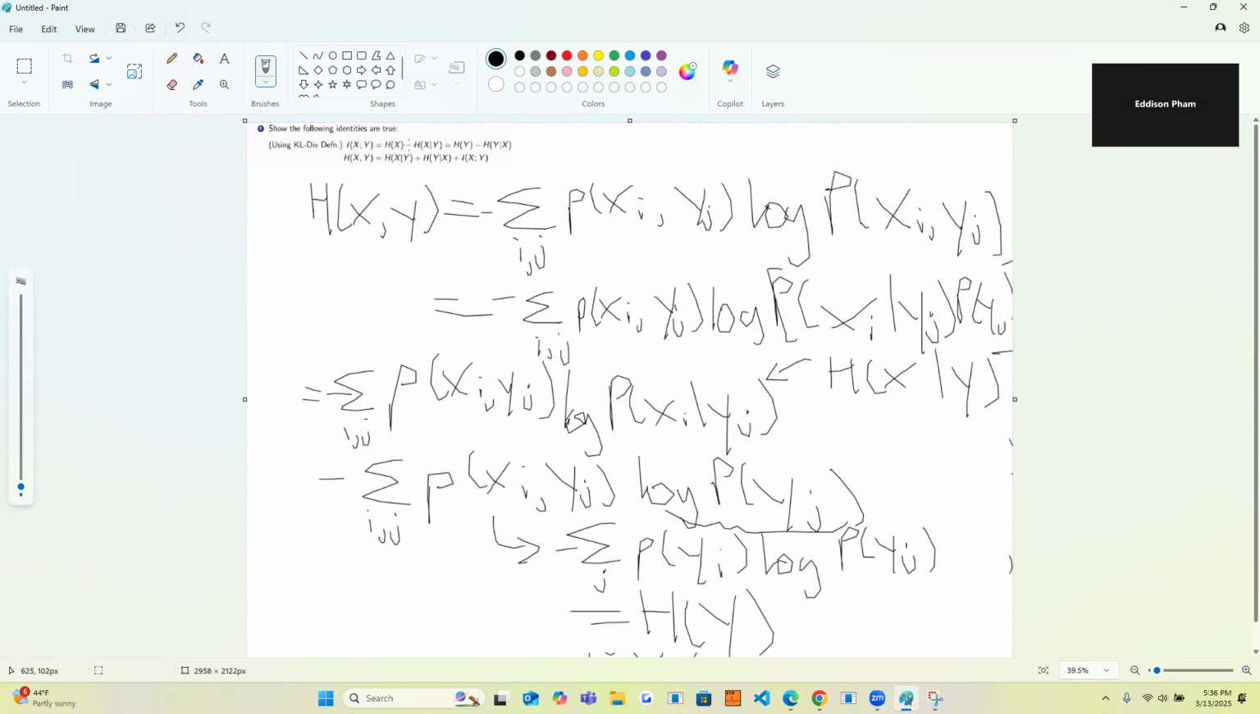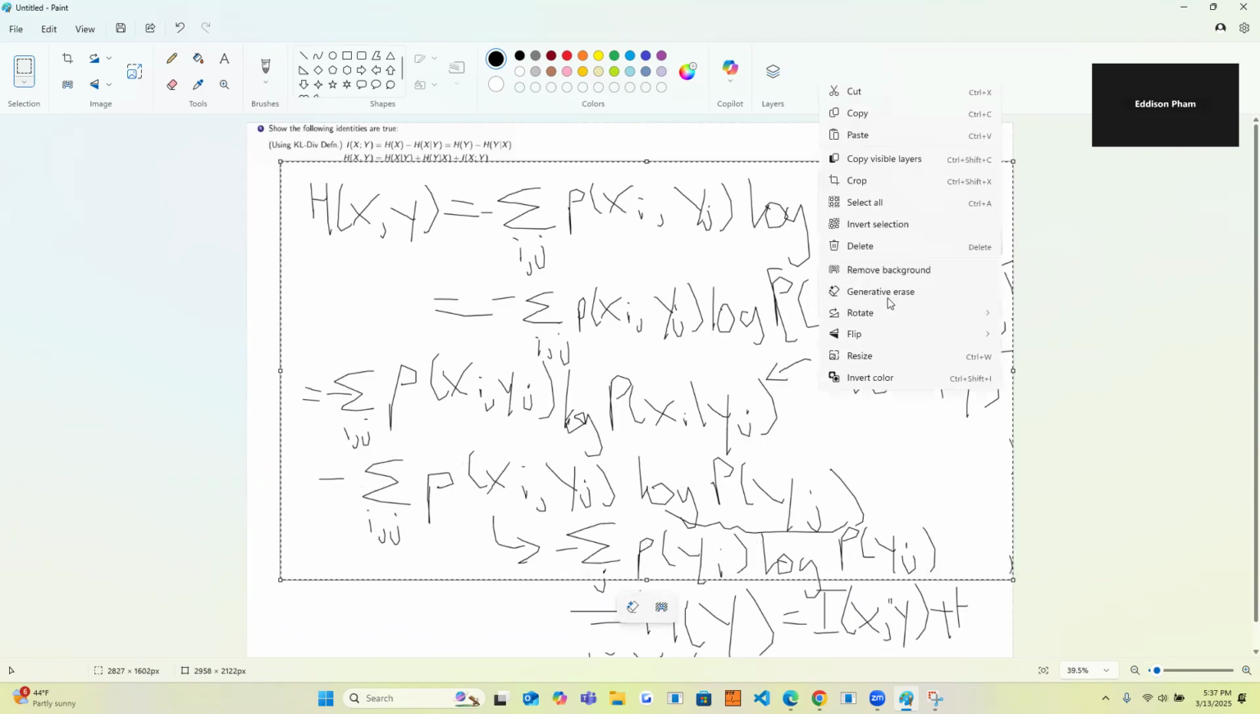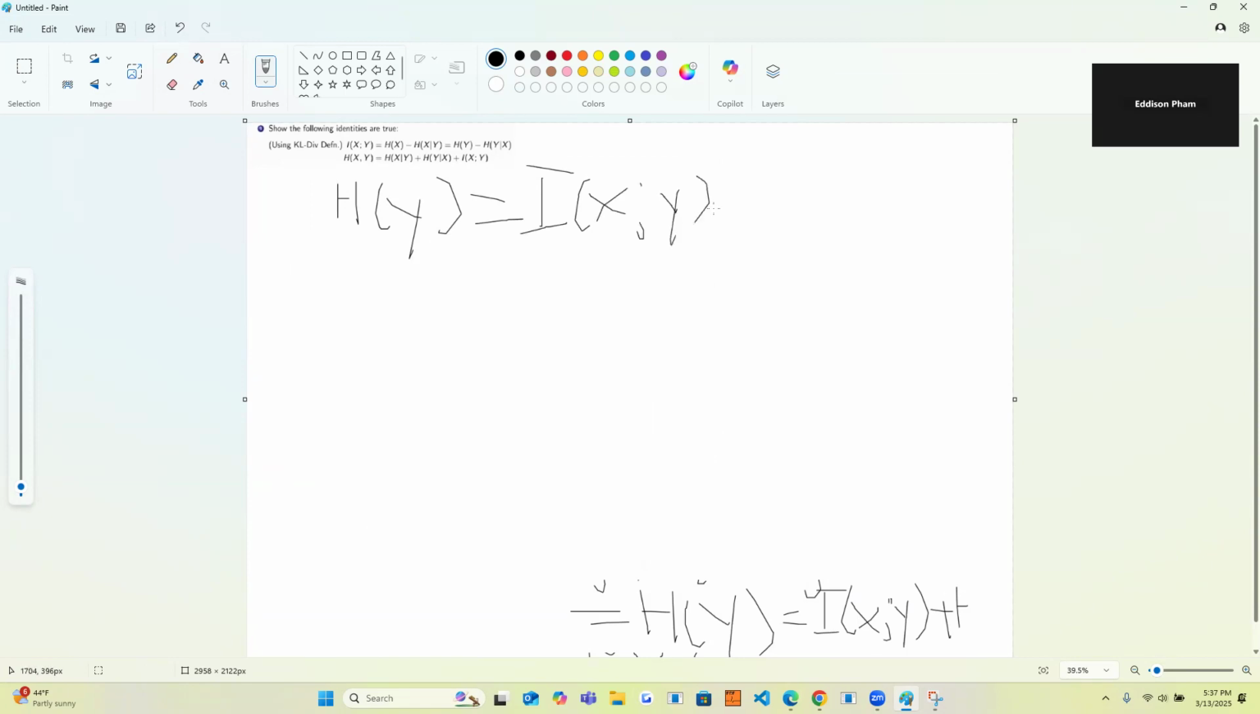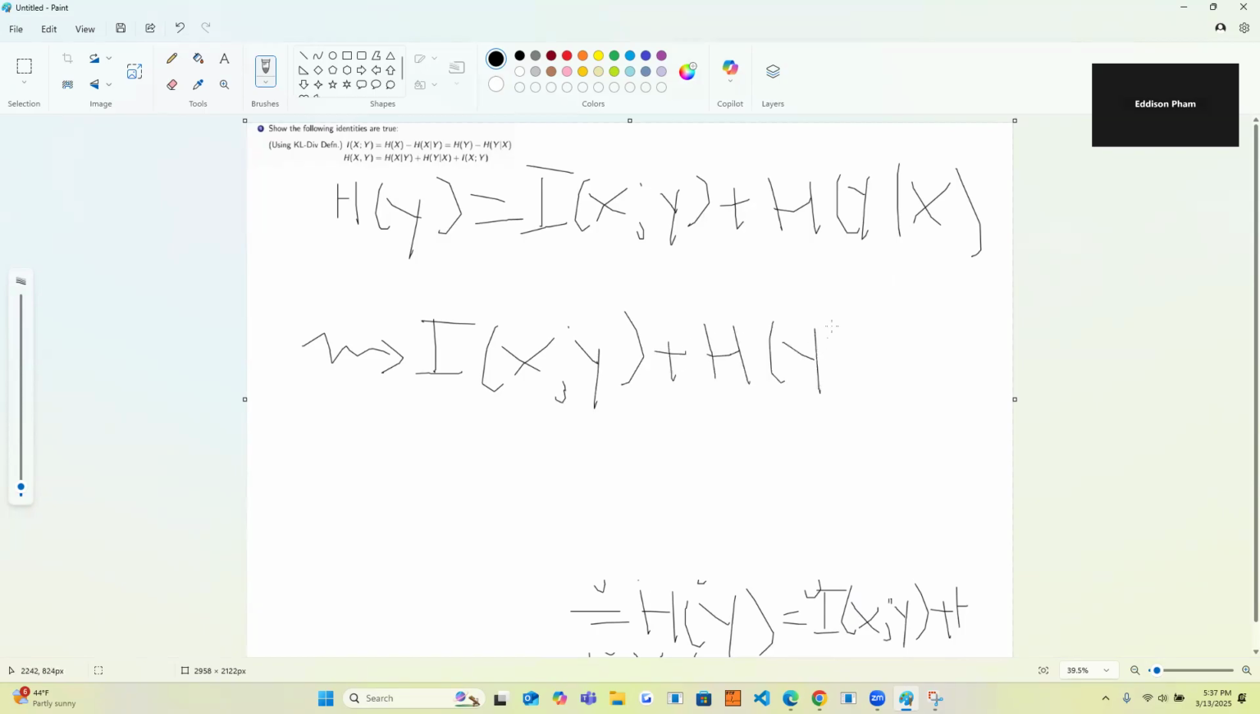But recall from our previous definition, the entropy of Y, if you rearrange it, is actually equal to the mutual information of X and Y, plus, actually, let me clear the board. Anyways, H of X, H of Y is equal to mutual information of X and Y plus H of Y given X. And then if we put everything together, we just have this. Because remember, we also had another term, H of X given Y. And we're done. So that's how you would prove these two identities.